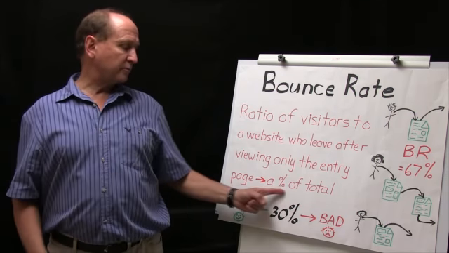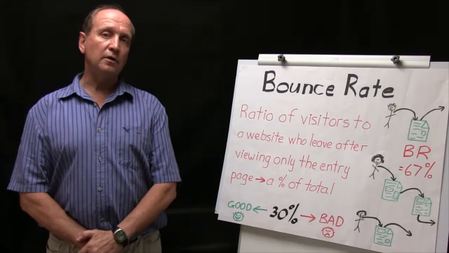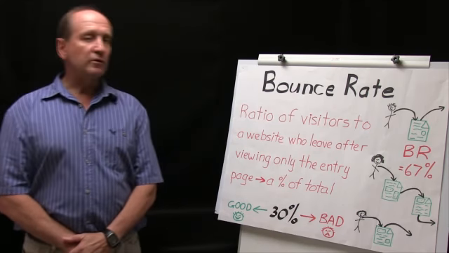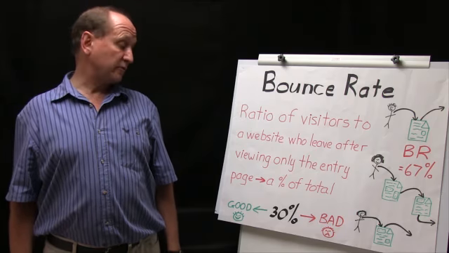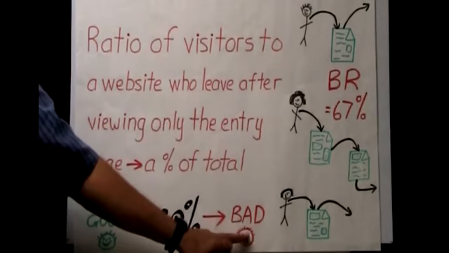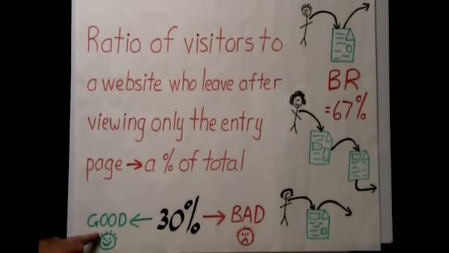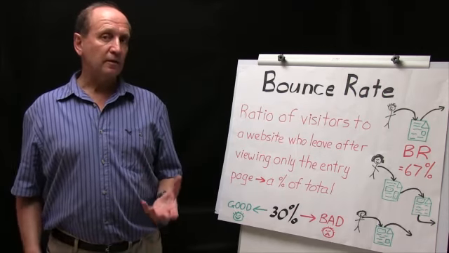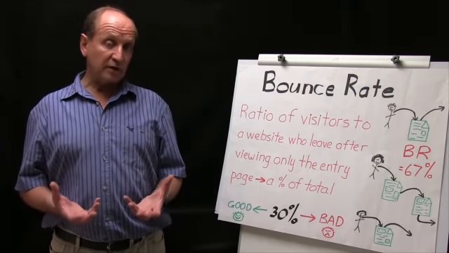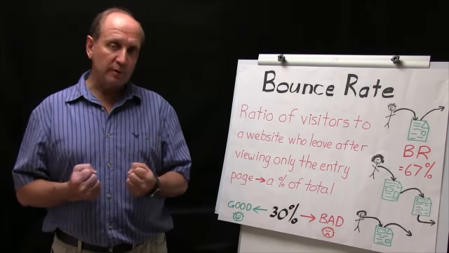So this is expressed as a percentage of the total number of visitors. In this case, the figures are the other way around compared to the previous ones, where a high percentage is bad and a low percentage is good. Another term that goes with bounce rate is stickiness.